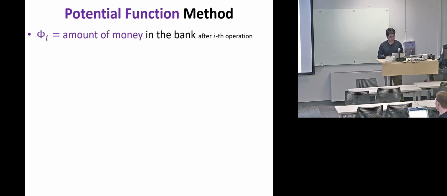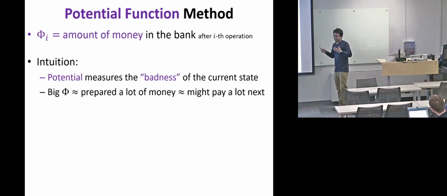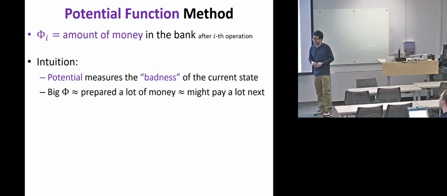All right. Let me put some words about the intuition about potential. So phi is the total amount of money in the bank, right? How do I think about this? When you need to design phi, potential usually measures the badness, like how bad the current situation is. Because when phi is big, it's like you need to prepare a lot of money, which means that in the future you might need to pay a lot.